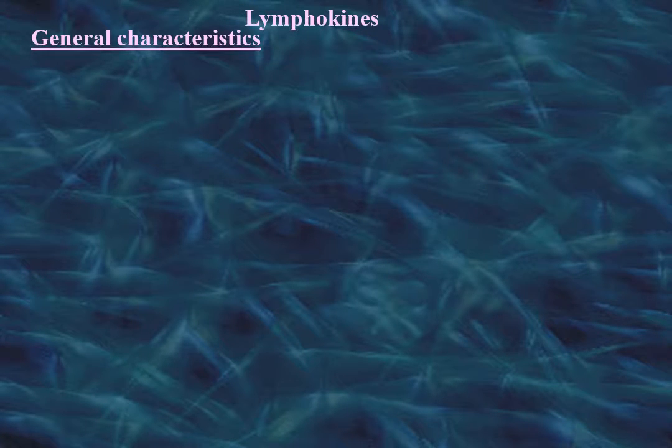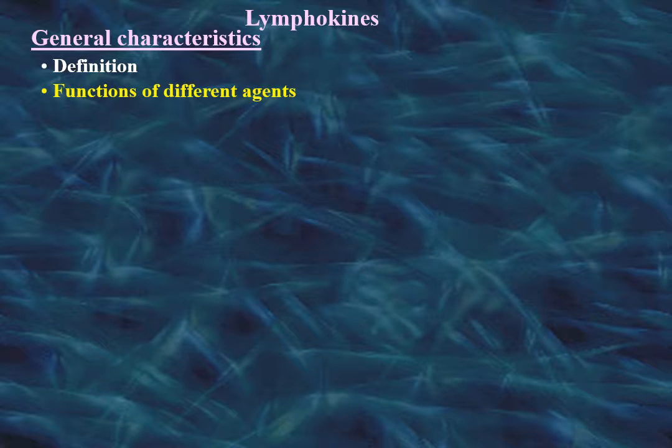Lymphokines, general characteristics. Definition: lymphokines include several agents that cause damage to foreign cells or may perform other important functions. Functions of different agents. Interferon, a chemotactic factor, attracts macrophages to the site of infection and activates natural killer cells, which are thymic independent and considered cytotoxic cells.